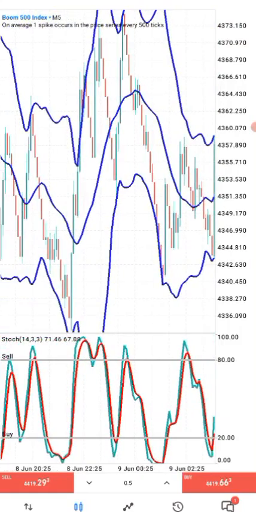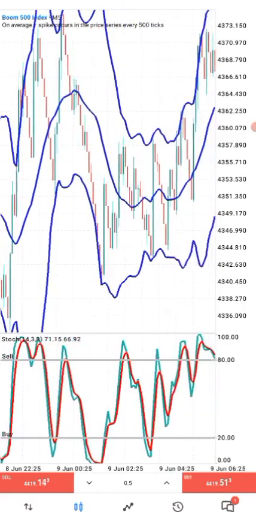Now, look at here. Look at here too. It touches here, and then it begins to sell. And then we sold and touch this particular line here in the Bollinger Band, and we close. And then sell again, touch here, we close. Get it?